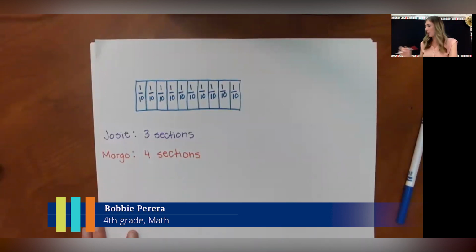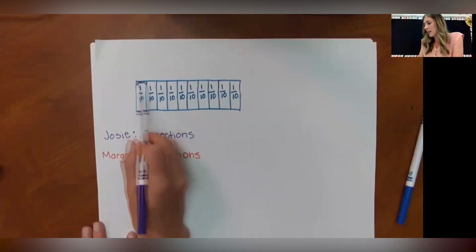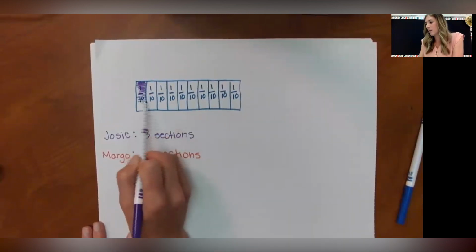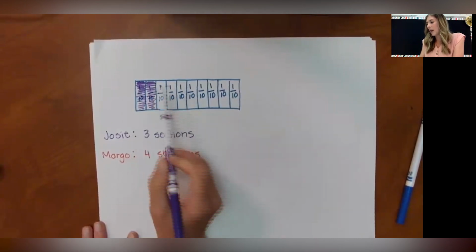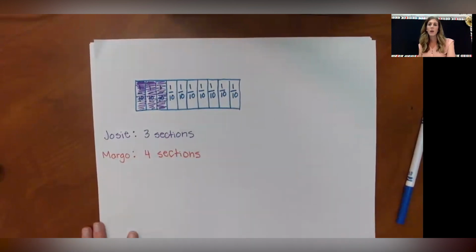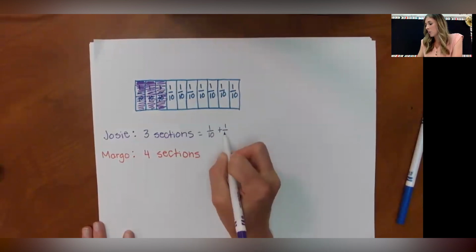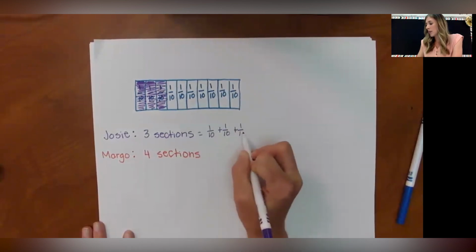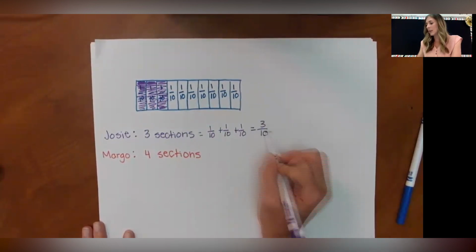Let's use our model to help us. So Josie painted 3 sections. So she painted this section, she painted this section, and she painted this section. So how many of those 1/10 sections did she paint? Correct, 3. So we could say that she painted 1/10 plus 1/10 plus 1/10 for a total of 3/10 of the fence.